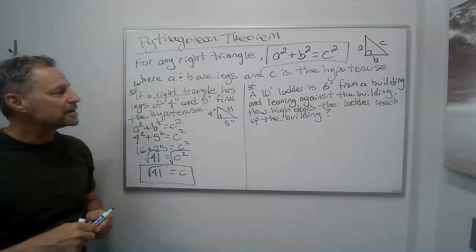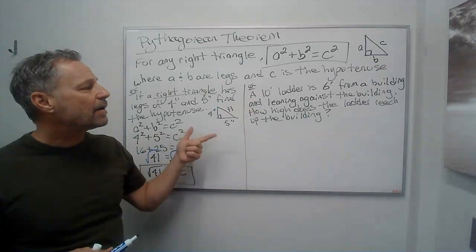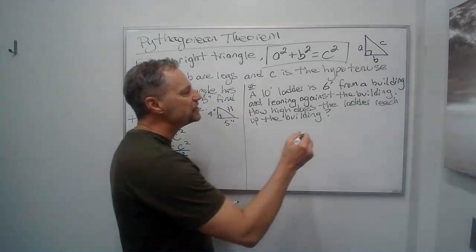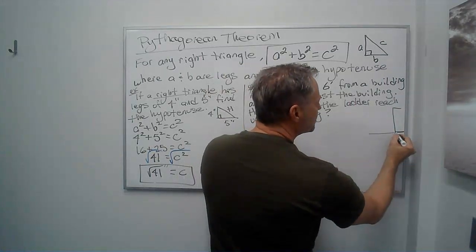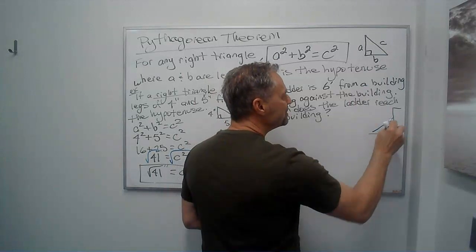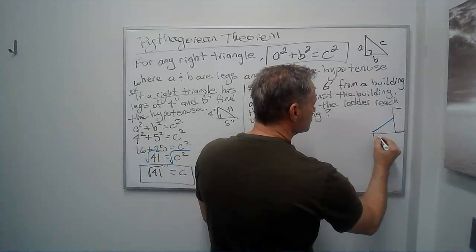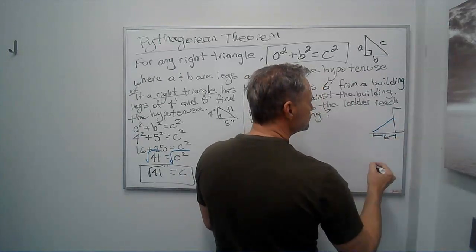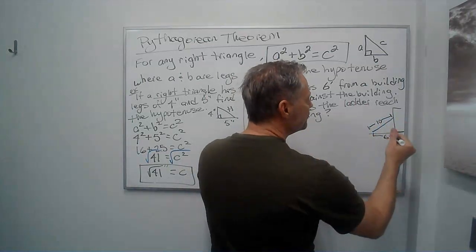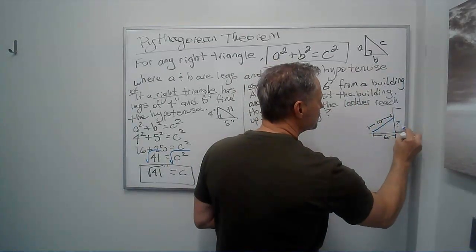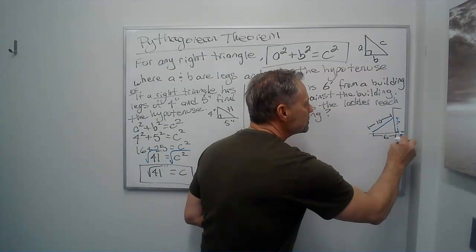Okay, let's look at another. A 10-foot ladder is 6 feet from a building and leaning against the building. How high does the ladder reach up the building? So it looks something like this. Here's my building over here. I've got a ladder at ground level leaning up against the building. And this is 6 feet away. The ladder itself is 10 feet. And I'm trying to find this distance here. So how high does that come in this direction?